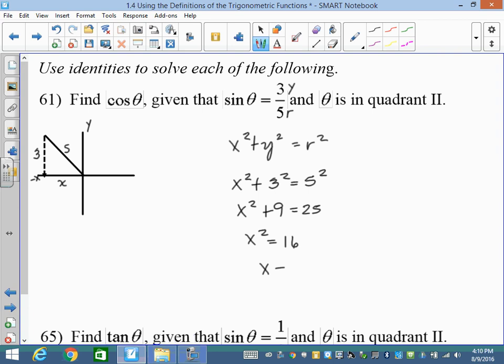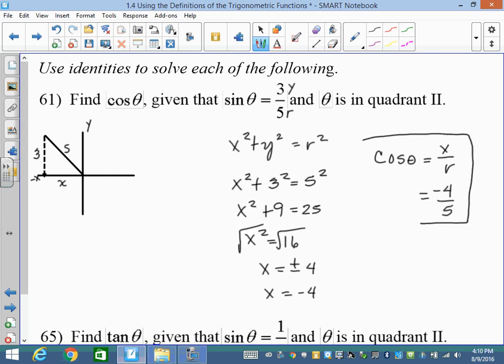So x equals plus or minus 4. Got to square root both sides. So x equals the square root of 16. That gives me plus or minus 4. But because I want a negative x, I want the negative version. So x equals negative 4. And cosine of theta equals x over r, so we get an answer of negative 4 over 5.